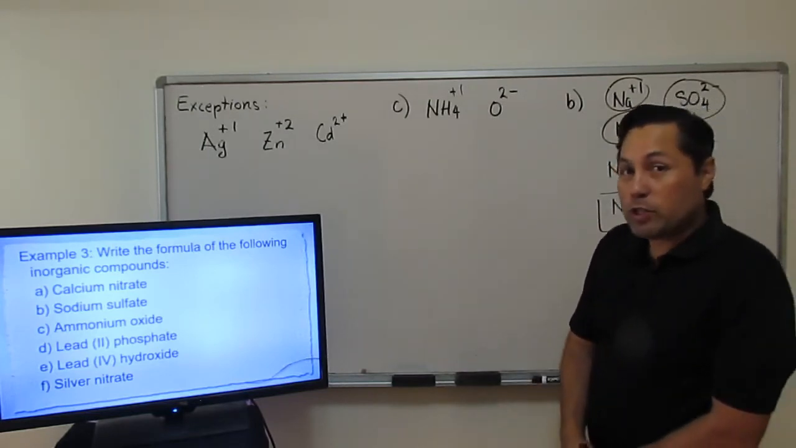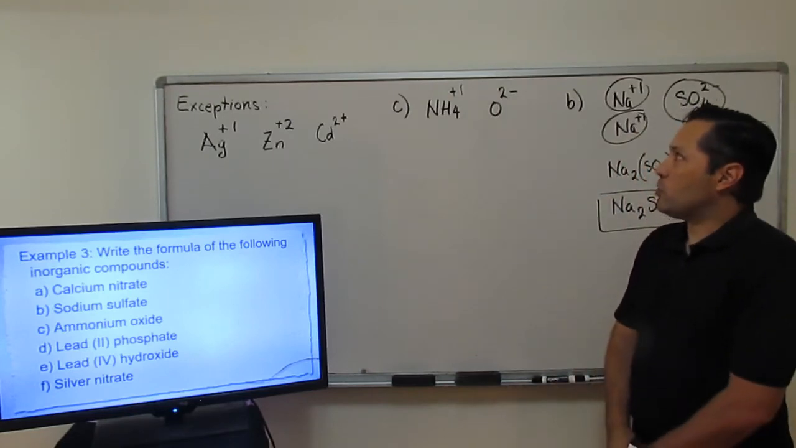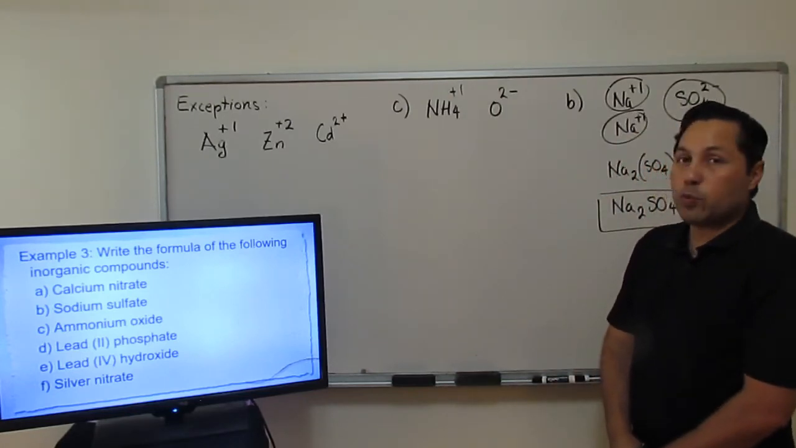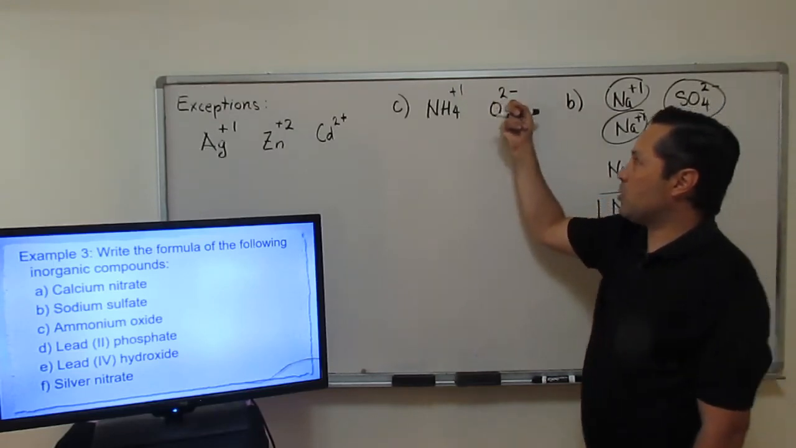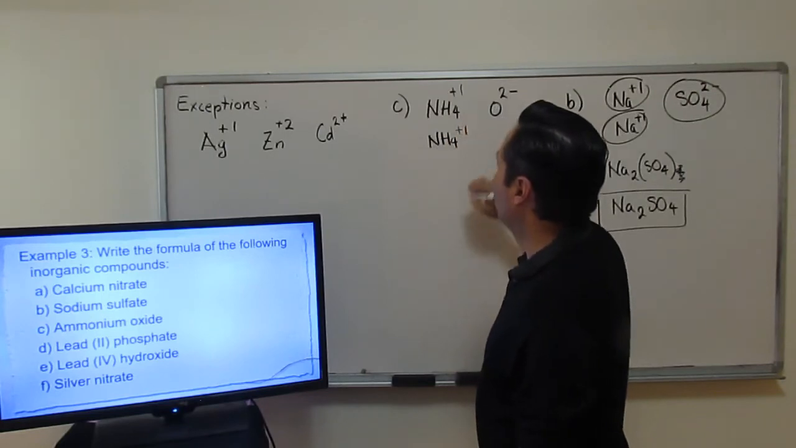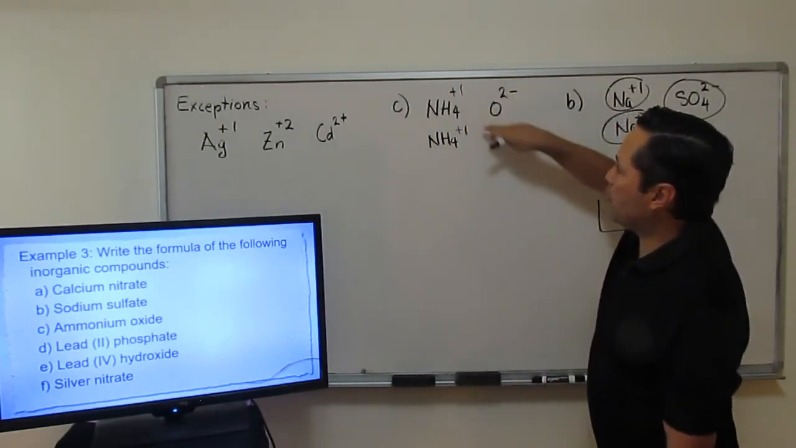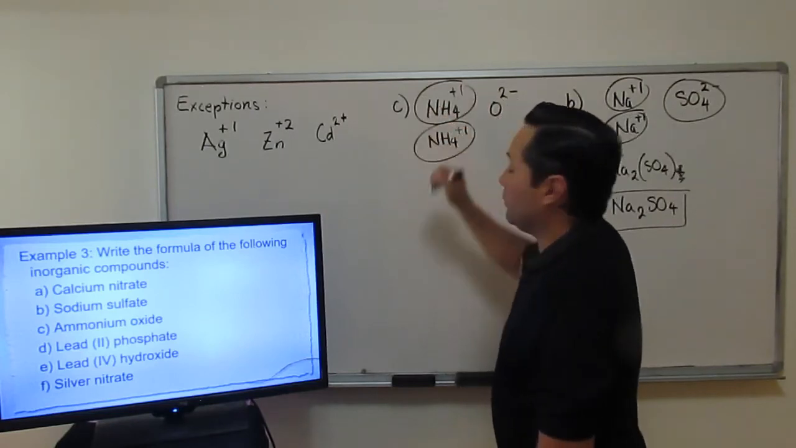Alright, what's my goal? Get the charges to match. So we have a +1 charge on the left. We need to get it to match the 2. So I would add another NH4. There you go. I have 2 positives, 2 negatives, they match. How many ammoniums do we have? We got 2 of them.